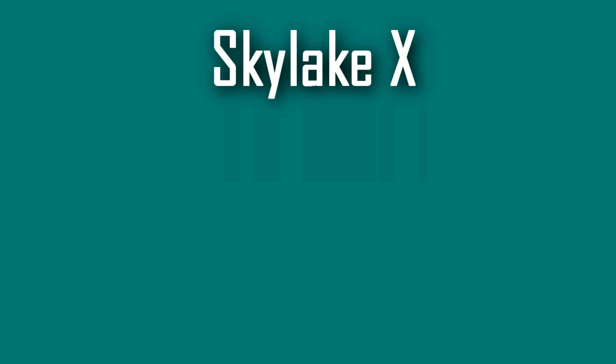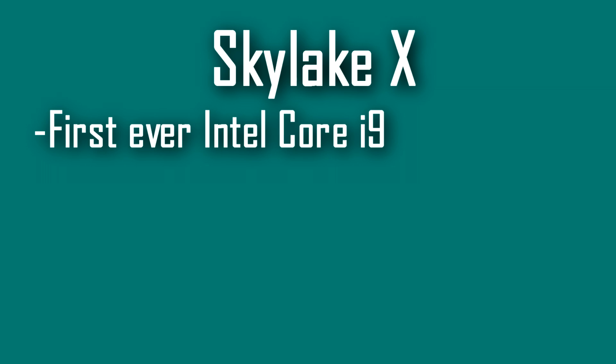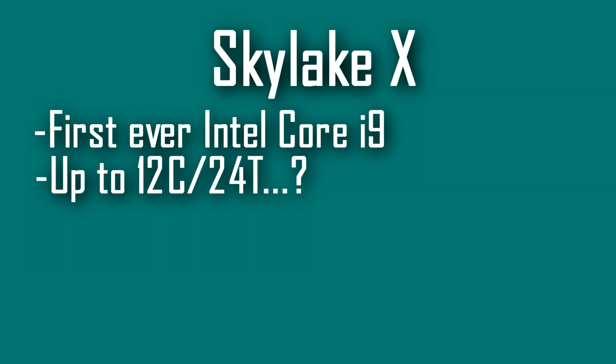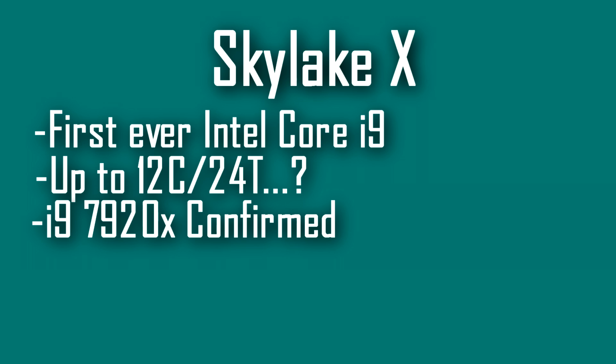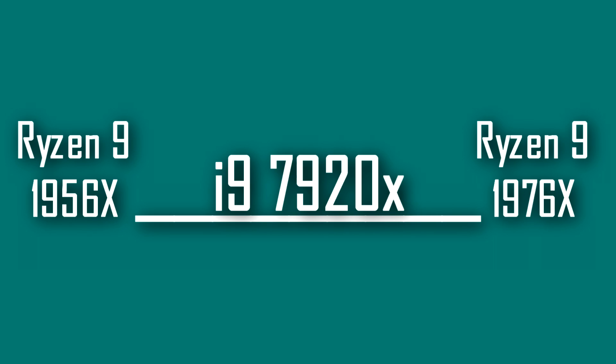Intel do have an interesting CPU line on the rise, which is Skylake X, which is to feature the first ever Intel Core i9 CPUs. All we know is that the most powerful will pack 12 cores and 24 threads, and that is the i9-7920X. Aside from that, the remainder of the specifications for the most part remain a mystery, and thus it will be hard to know where it will actually sit in comparison to Ryzen. My estimation is that it will sit between the 1956X and the 1976X, due to the relatively faster IPC than Ryzen, but lower core count than the 1976X.